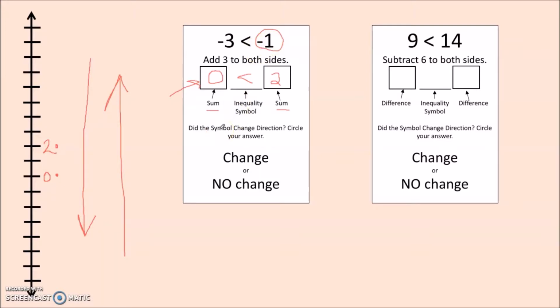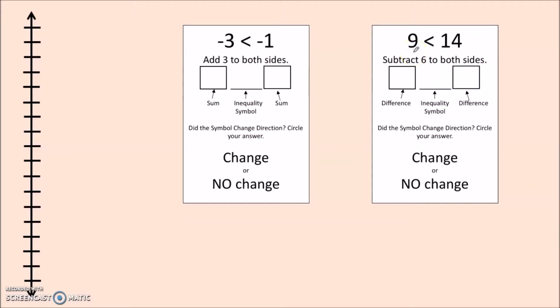Then we need to answer the question about whether or not the symbol changed direction. We started out with a less than symbol, and we still have a less than symbol. So there was no change in the direction of the inequality. Let's take a look at example 2.